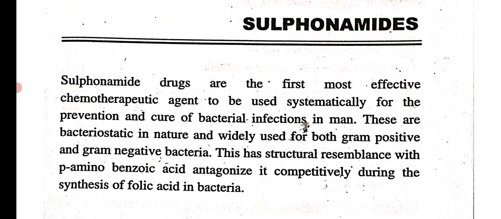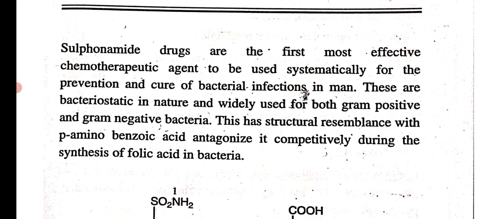What are sulfonamides? These are the drugs which were the first most effective chemotherapeutic agents to be used systematically for the prevention and cure of bacterial infections in men. They are bacteriostatic in nature and widely used for both gram-positive and gram-negative bacteria. They have structural resemblance with para-aminobenzoic acid and antagonize it competitively during the synthesis of folic acid in bacteria.